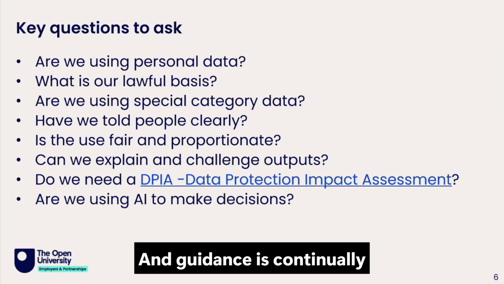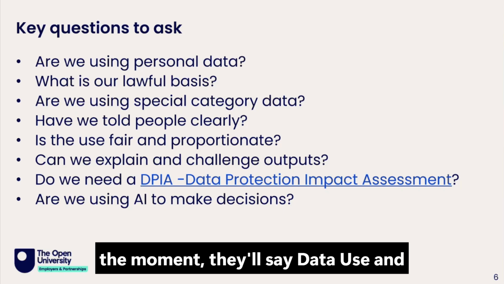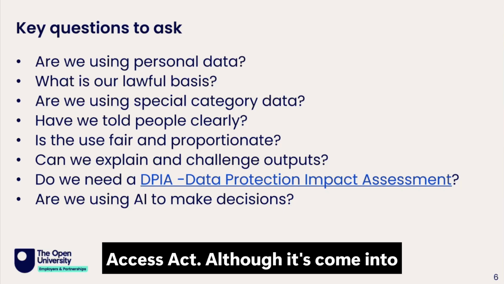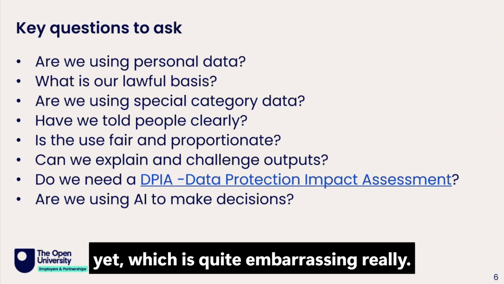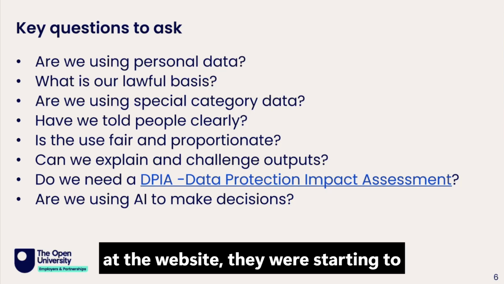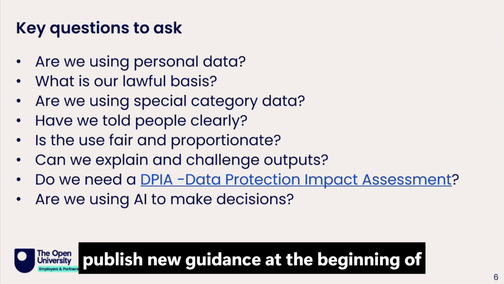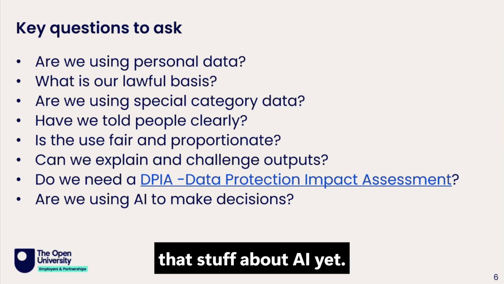And guidance is continually being updated. So if you go to the ICO at the moment, they'll say Data Use and Access Act. Although it's come into law, they haven't updated the guidance yet, which is quite embarrassing, really. I think the last time I had a good look at the website, they were starting to publish new guidance at the beginning of this year. But it hasn't touched the stuff about AI yet.